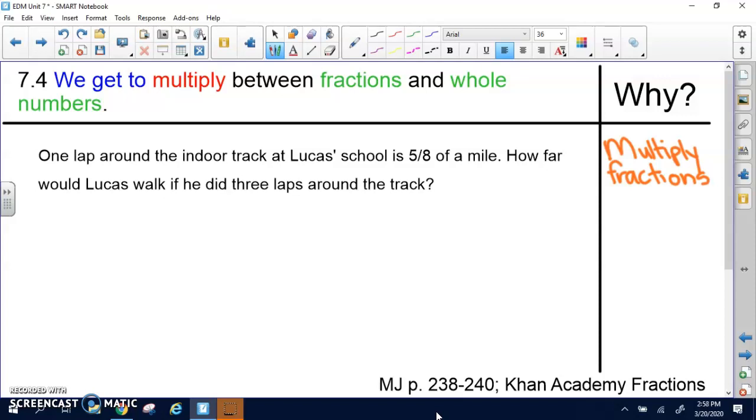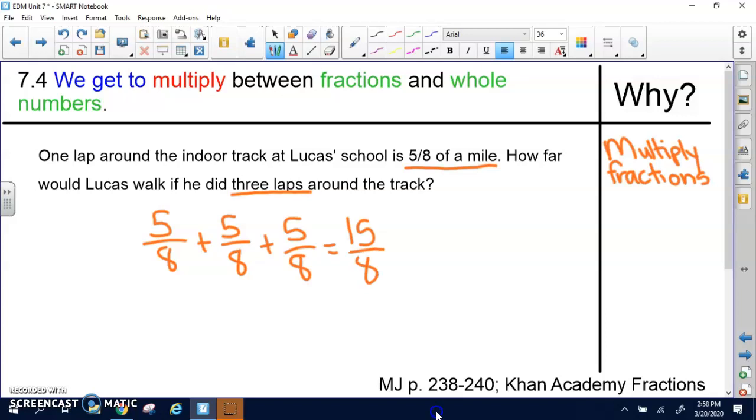One lap around the indoor track at Lucas's school is 5/8 of a mile. How far would Lucas walk if he did 3 laps around the track? So once again, we can look at this 2 ways. We can add the fractions, 5/8 3 times. We would come up with 15/8.